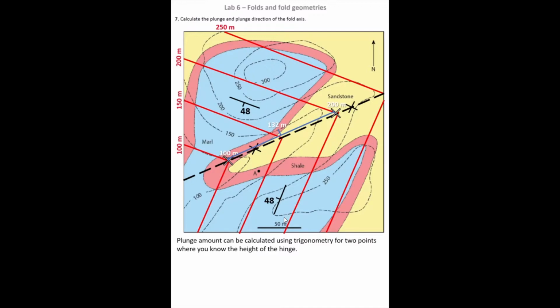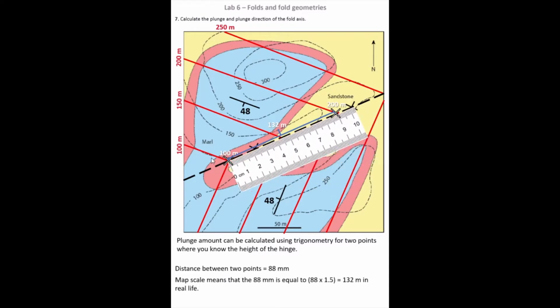Now, like I said, this is a fold which has a plunge. So its hinge is dipping. And again, just like we do for a plane, we can calculate the dip of the hinge by using simple trigonometry between 2 points where we know the height. And we've defined our fold hinge by looking at where we get this point of inflection for the structural contours. So these 2 points here, this is at 210. This is a point of inflection of our contact between the shale and the marl. And here that same point is at 100 meters elevation.